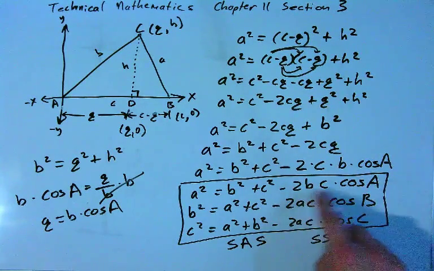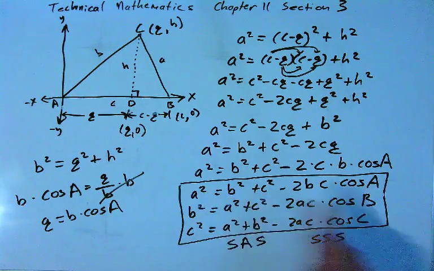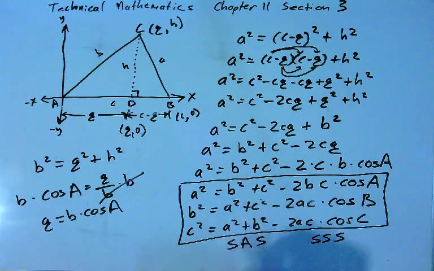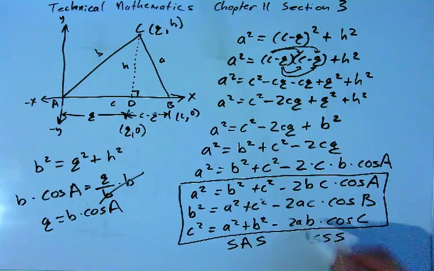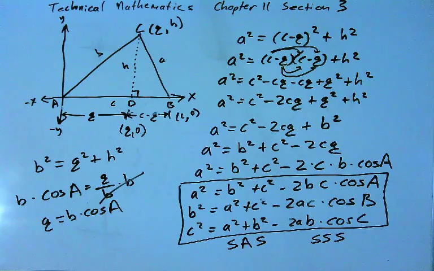As far as the minus 2BC part, the B and C are the two sides on the right-hand side. Here, if I have B squared plus C squared, I expect 2BC because it's B and C. If I see A squared plus C squared, I expect 2AC because it's A and C. And if I see A squared plus B squared, I expect 2AB. So familiarize yourselves with the three forms of the law of cosines.